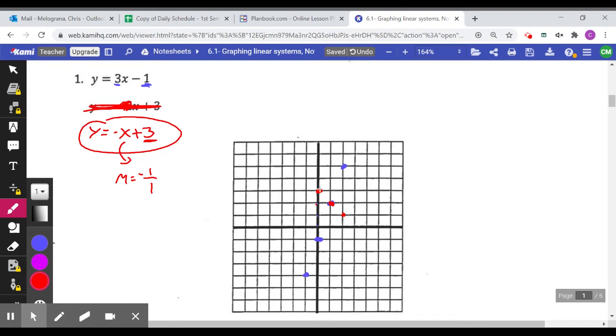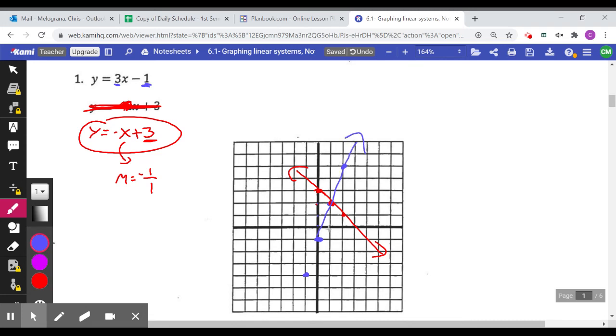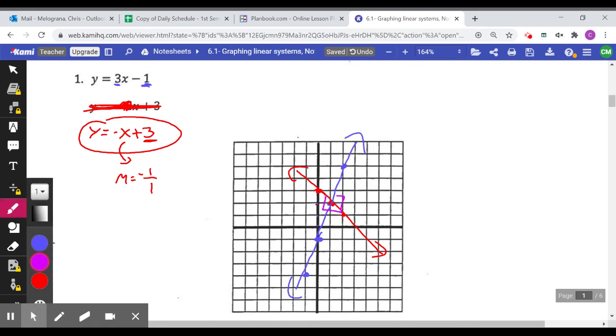All right. So now you see if you connect it, we can see here's the answer. So to finish it off, the point of intersection, the x value at this point is 1. The y value is 2. So when you solve it, that's the answer, (1, 2). All right. Okay, let's go to the back.